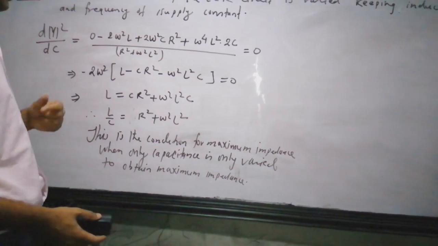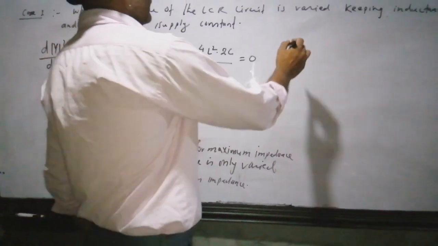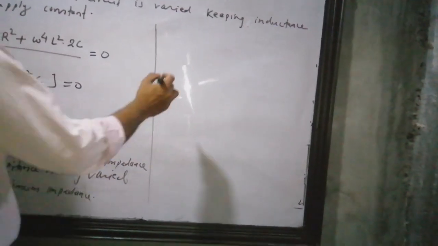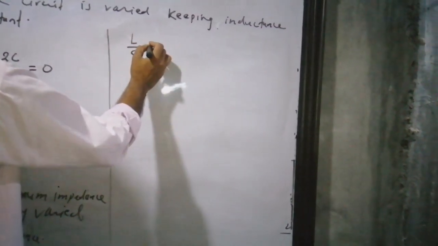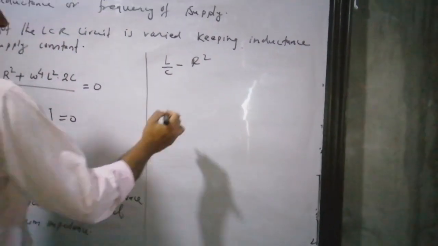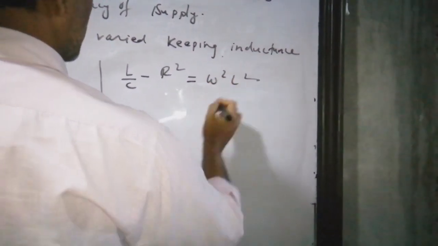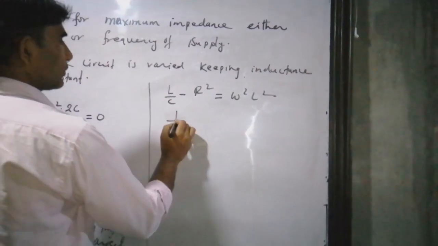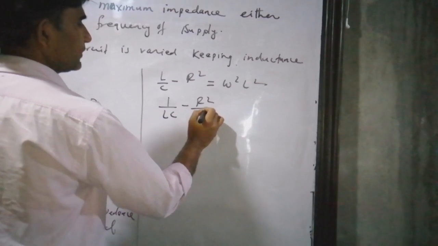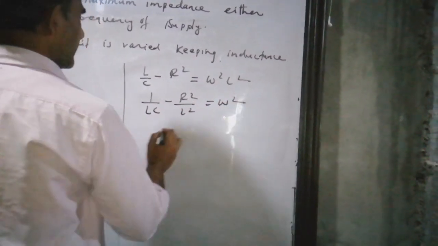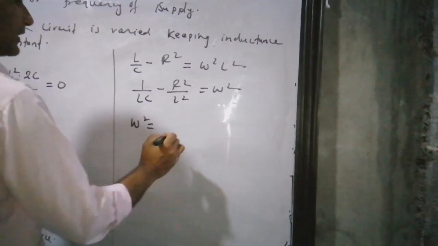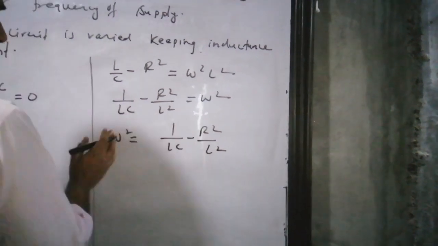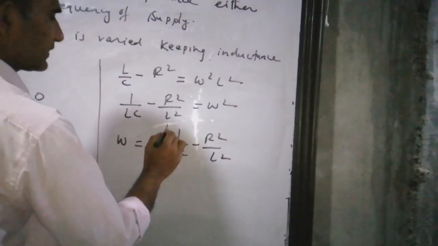Okay, now if I solve this for omega, let's see what we'll get. So this becomes L upon C minus R square equals omega square L square. Let me take this L to this side, and this becomes 1 upon LC minus R square upon L square equals omega square. So omega square equals 1 by LC minus R square by L square.